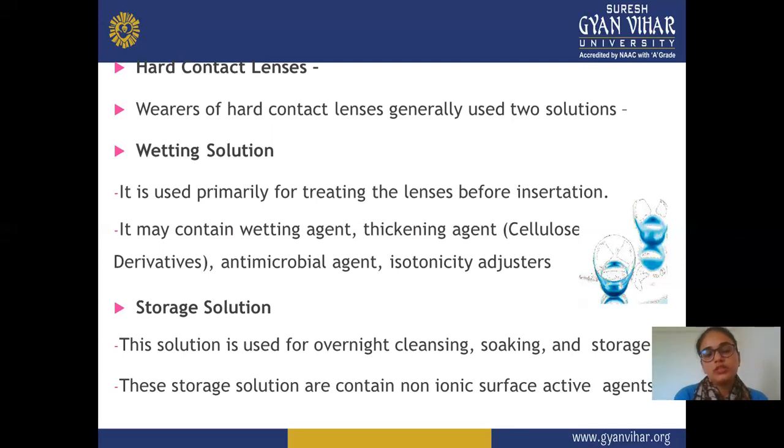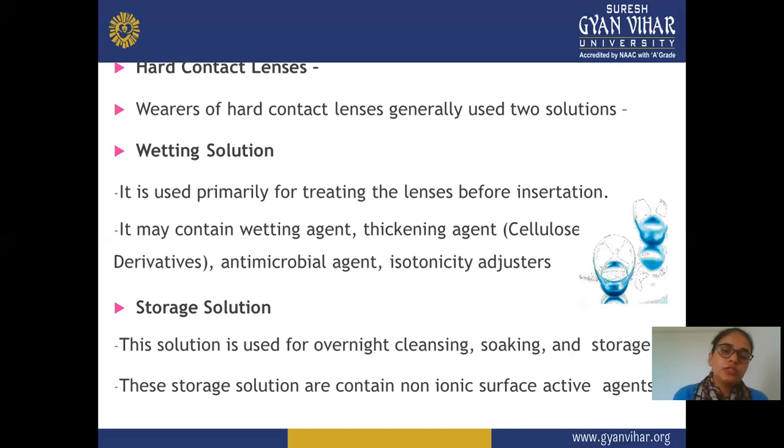Next is the storage condition or storage solution for these contact lenses. You don't store these contact lenses anywhere or without any solution. It requires some solution so that it stays in a stable condition. So the storage solution is also required for these contact lenses.